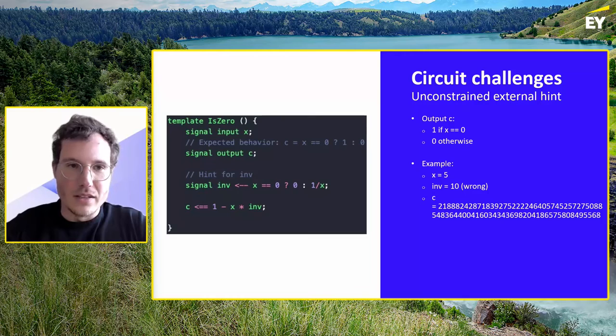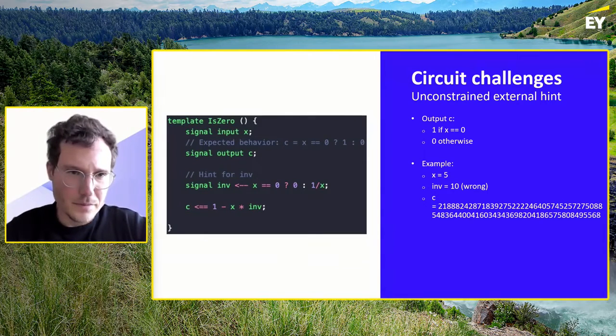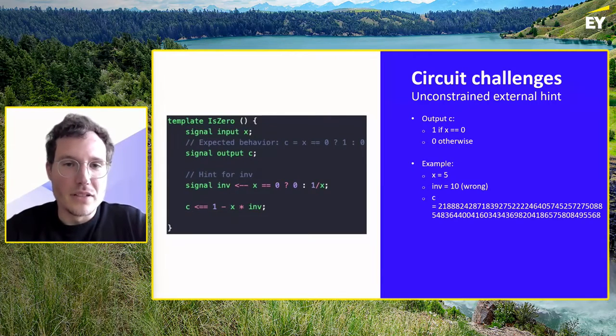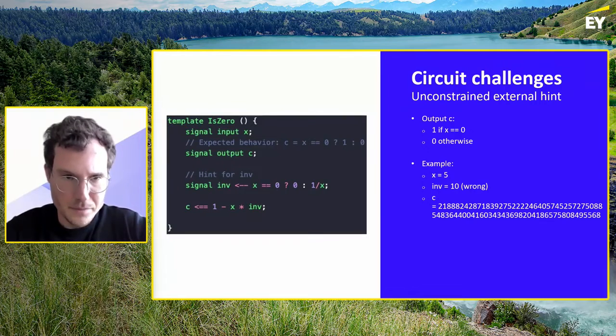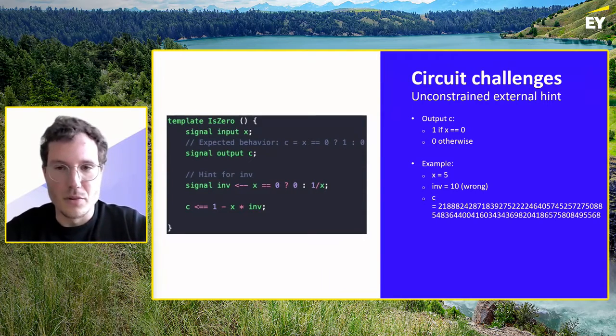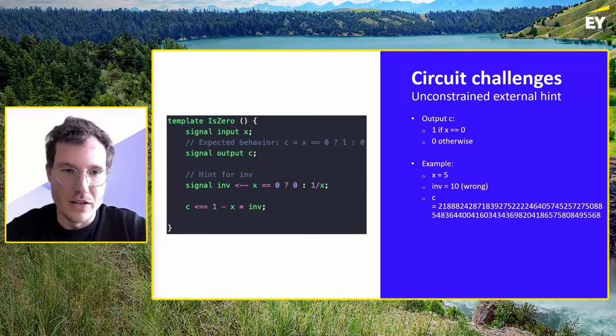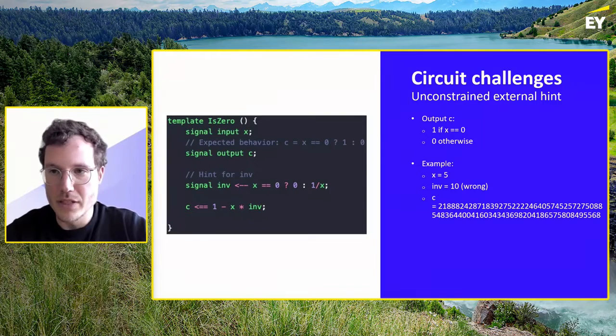The second example is about unconstrained external hints. Here on the left, we want the output C to return either 1 if X is equal to 0, or 0 otherwise. We have this signal inf, which is actually a hint, computed during witness generation and somehow fed to the circuit as input. Maybe we can say, okay, we trust the witness generation and we will blindly use the value. Well, if we trust the value, we can end up with some problems, as we can see on the right, if the witness generator can be manipulated or is actually buggy.